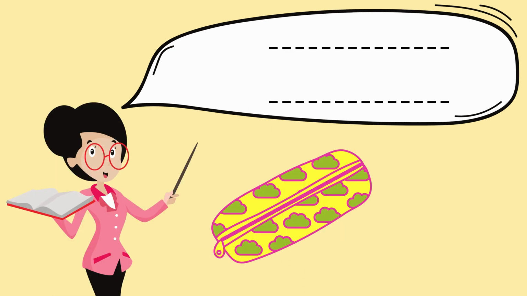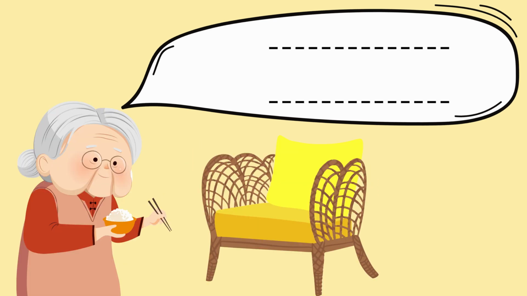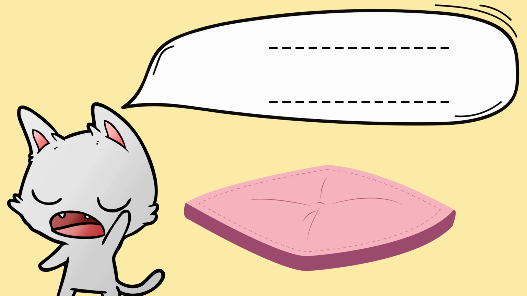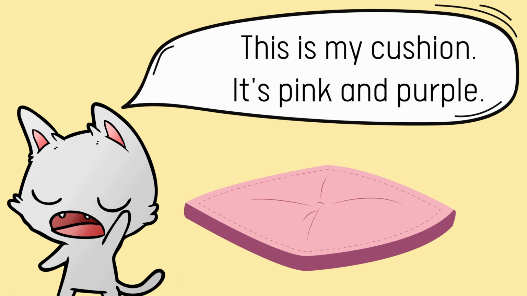Now, can you guess what the teacher says? Correct! She says, "This is my pencil case. It's green and yellow." Now, can you guess what the grandma says? Yes, the grandma says, "This is my armchair. It's brown and yellow." Okay, lastly, can you guess what the cat says? Actually, the cat just meows, but if you translate it into our language, it says, "This is my cushion. It's pink and purple."